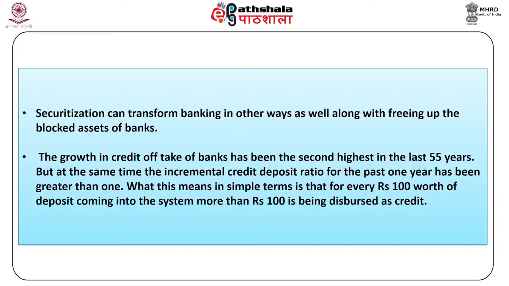Securitization can transform banking in other ways as well, along with freeing up the blocked assets of banks. The growth in the credit offtake of banks has been the second highest in the last 55 years. But at the same time, the incremental credit deposit ratio for the past 1 year has been greater than one. What this means in simple terms is that for every ₹100 worth of deposit coming into the system, more than ₹100 is being disbursed as credit. The growth in deposits has not been matched with the growth of the credit offtake.